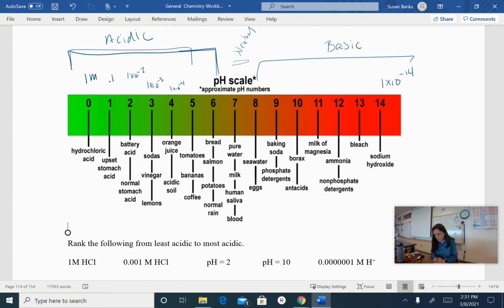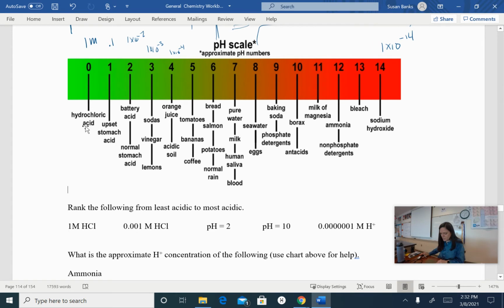Okay, so let's rank the following from least acidic to the most acidic. I think the easiest way to do this is to create a pH. So if I take a negative log of 1, I get a pH of 0 here. And this would give me, I have to move my decimal place 3, so this would give me a pH of 3. This is a pH of 2, pH of 10, and let's see, 1, 2, 3, 4, 5, 6, 7. So this would be a pH of 7. Okay, that makes it really easy.